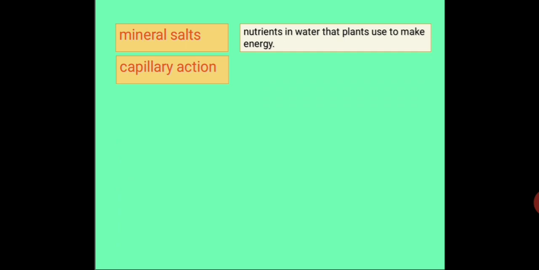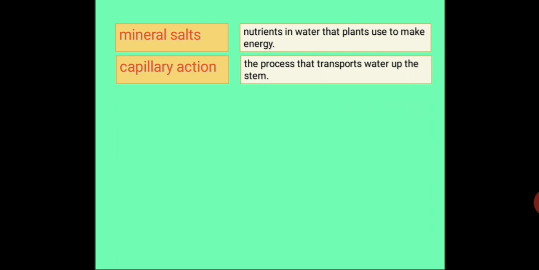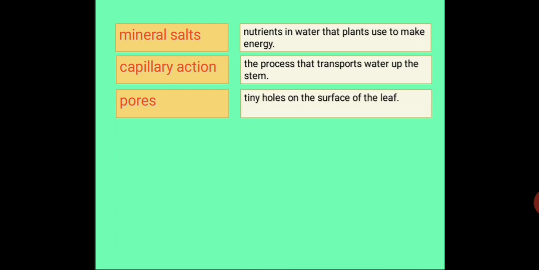Capillary action. This is from last lesson. Capillary action is the process that transports water up the stem. That's the way that the leaves get the water up from the roots and up through the stem. Pores. So we've just learnt this. Pores are the tiny holes on the surface of the leaf. And if we remember, through the pores, water leaves the plant and also air enters the plant. So they're really important for the whole process.